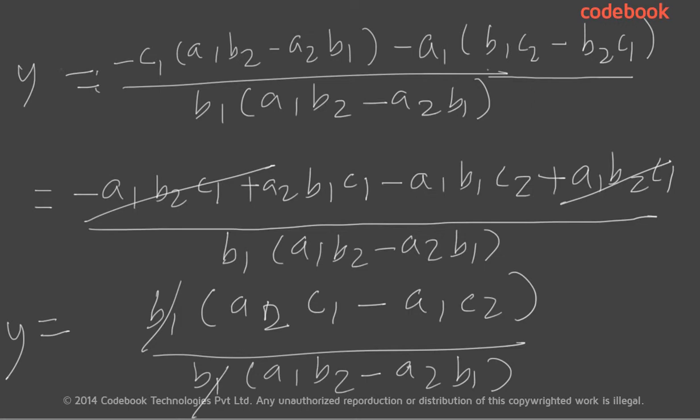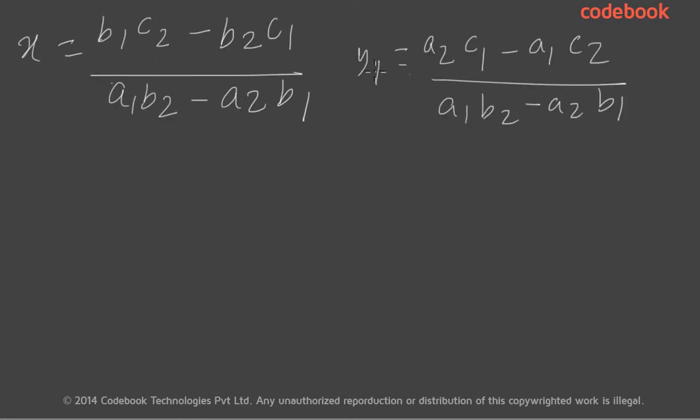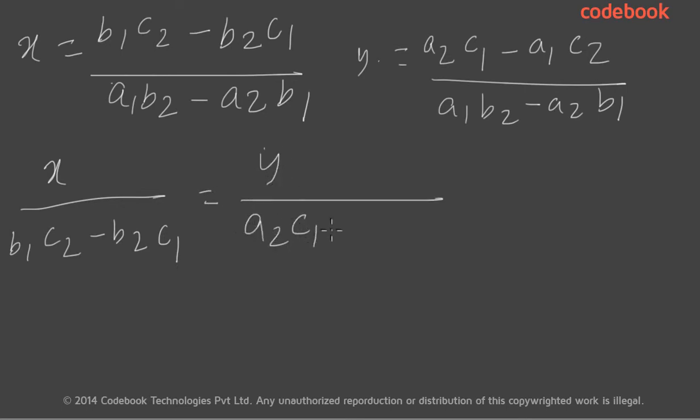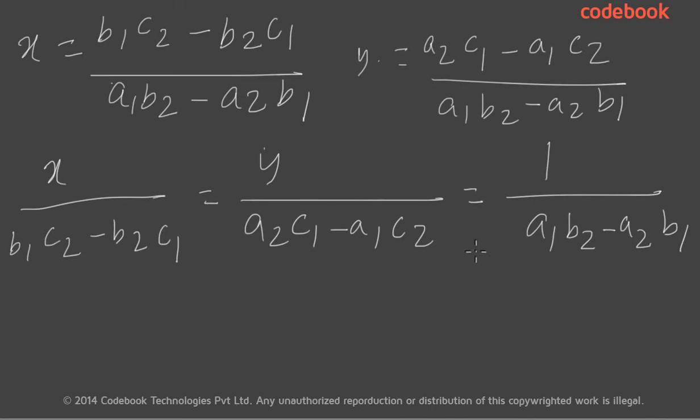So by solving these two equations, we have these two terms, and if you observe these two terms, now the denominators are the same. So this can also be expressed as x by b1 c2 minus b2 c1 is equal to y by a2 c1 minus a1 c2 is equal to 1 by a1 b2 minus a2 b1, right? So the reason is, if you bring b1 c2 minus b2 c1 to the denominator on the other side, you will have 1 by a1 b2 minus a2 b1.